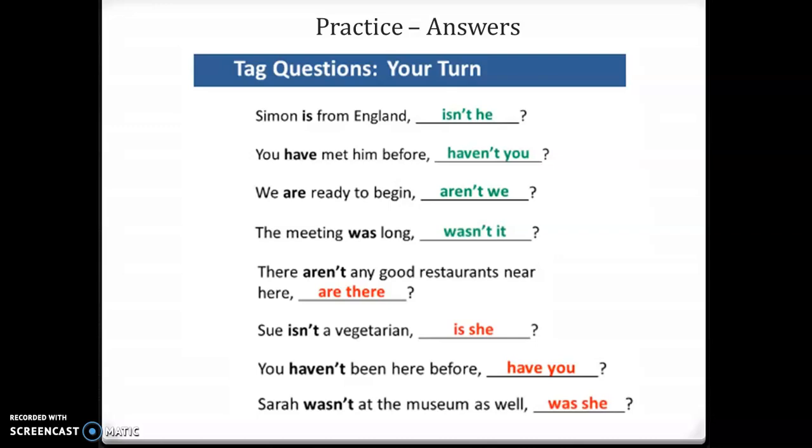There aren't any good restaurants near here, are there? Sue isn't a vegetarian, is she? You haven't been here before, have you? Sarah wasn't at the museum as well, was she? Here you can see the same verb is used, but in either a positive tense or a negative tense.